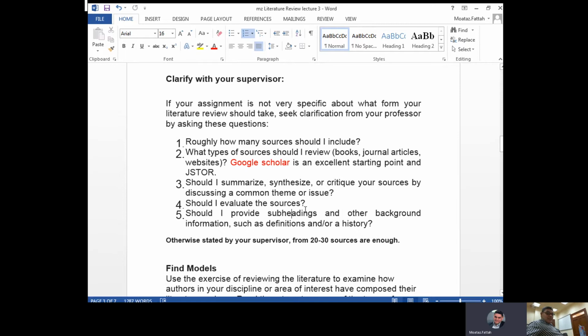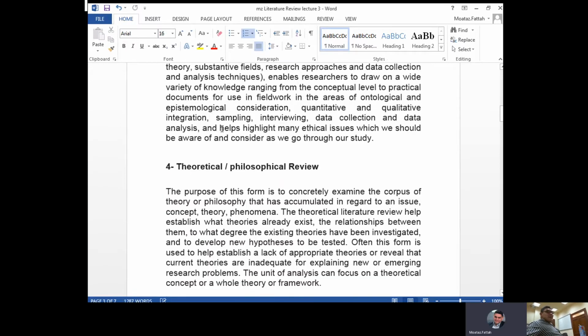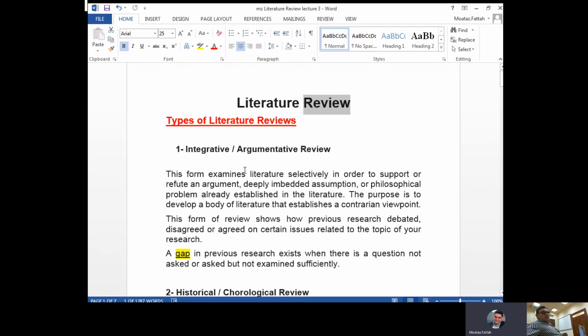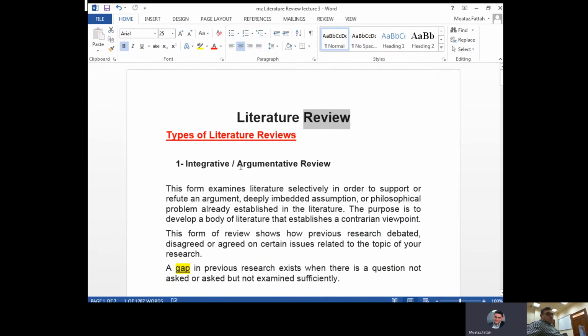Should I provide subheadings and other background information such as definition and or a history? Yes, you need to do that. You need to do that. I'm telling you why, because most students think that this is not part of the mission. No, this is part of the mission. That's what makes it review. You see, it is review, not literature monitoring or literature counting. No, I'm not asking you to count them for me. Oh, there were 45 books written. No, that's not good. That's not what I want.